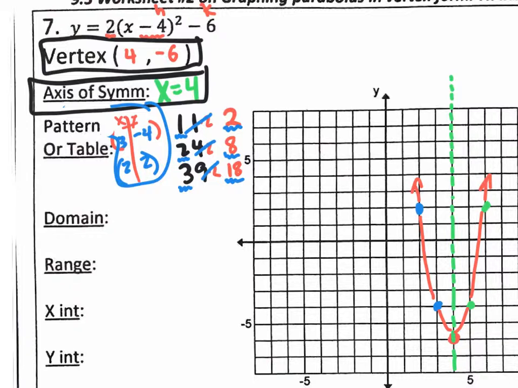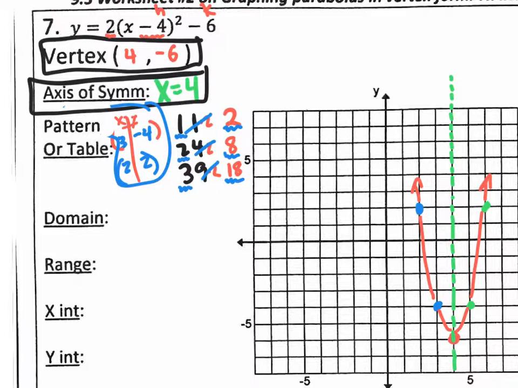So check it out. From the vertex, I want to go 1 over and 2 up. And I am going up because the A value is positive. So from the vertex, 1 over and 2 up, we get to that coordinate. Then you go back to the vertex and go 2 over, 8 up. So if you go 2 over, 1, 2, 8 up, 1, 2, 3, 4, 5, 6, 7, 8, I get to that next coordinate right there. And I could go 3 over 18 up, but if I go 3 over 18 up, I'm going to be off the graph. So I'm good right there.